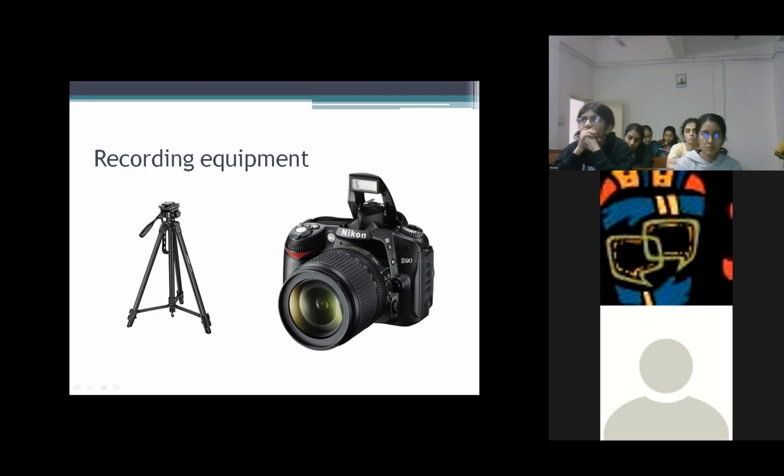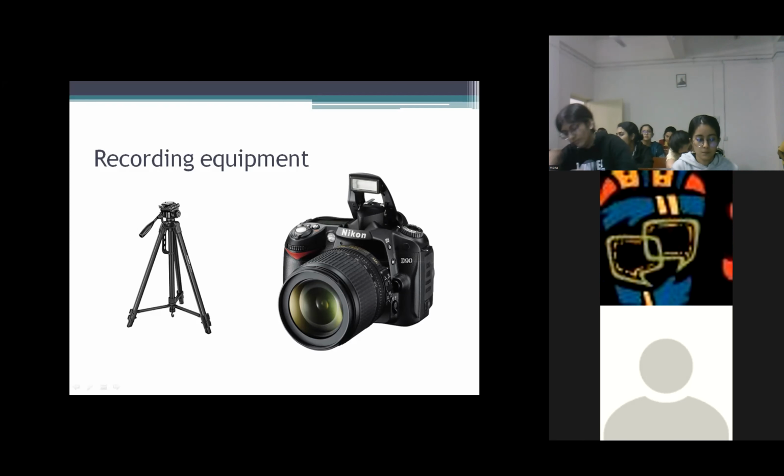All right, so this is the equipment. Again, you do not need to invest in a very expensive camera. Aap sasta bhi le sakte hain, koi zaruri nahi hai, phone se bhi ho sakta hai. And this again is only essential if you are doing video recordings, if you want your data on video recording.